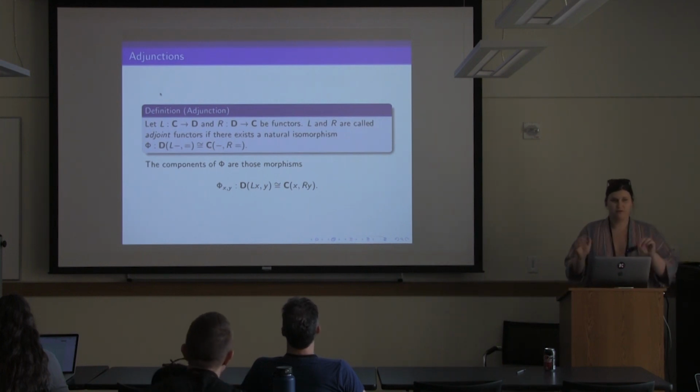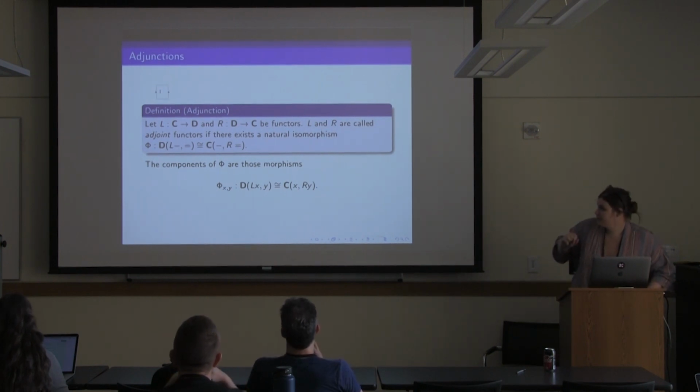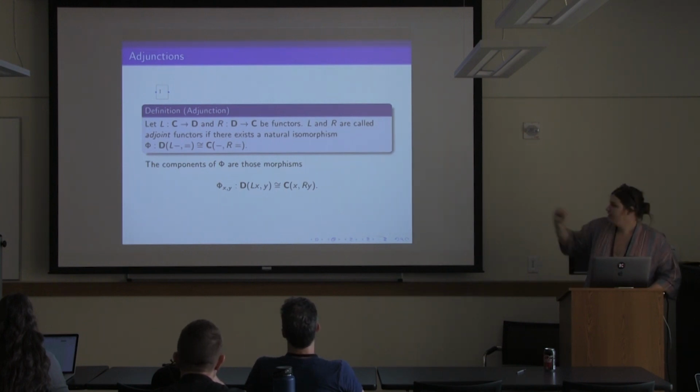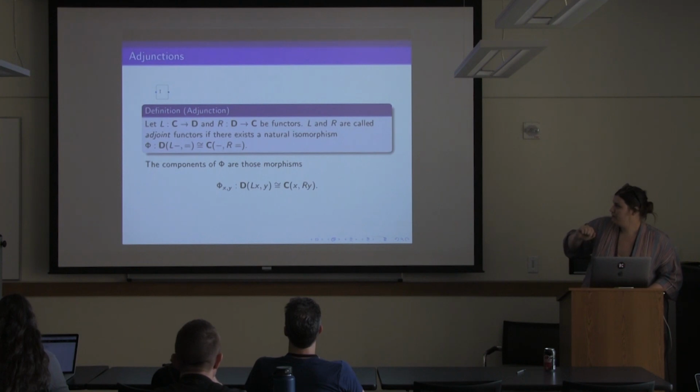If anyone's unfamiliar with this notation, just holler and we'll discuss it further. But we call an adjunction this right here. So we let L be a functor from some category, some locally small categories in this case. We call L a functor from C to D, R a functor from D to C, so going opposite ways.